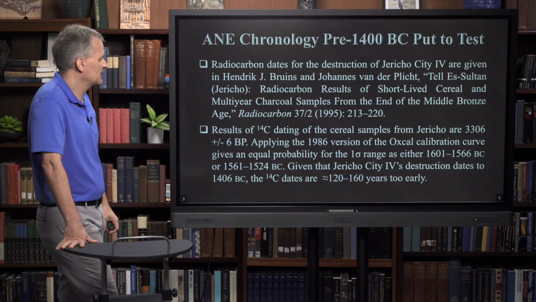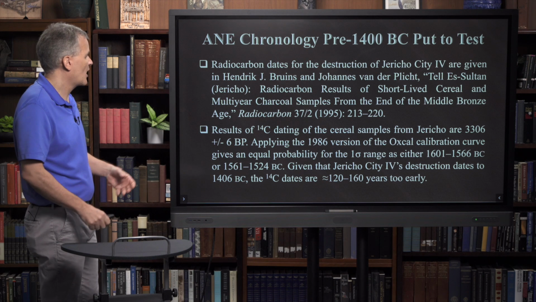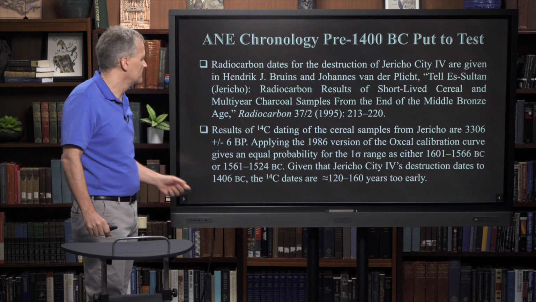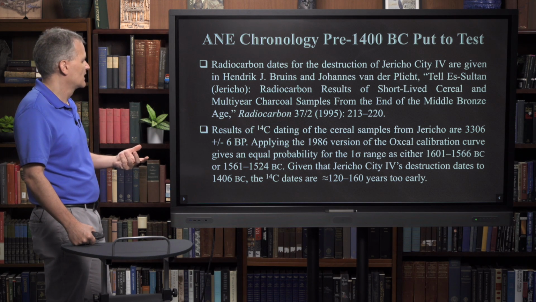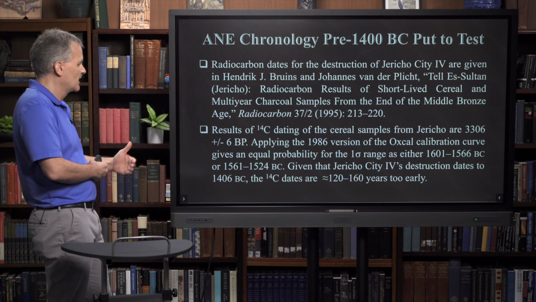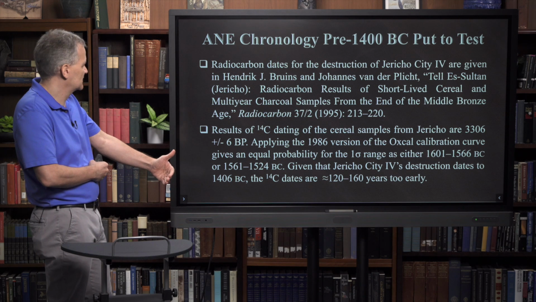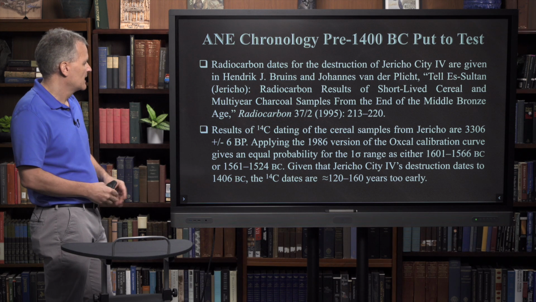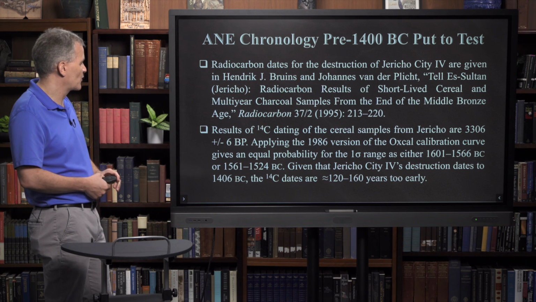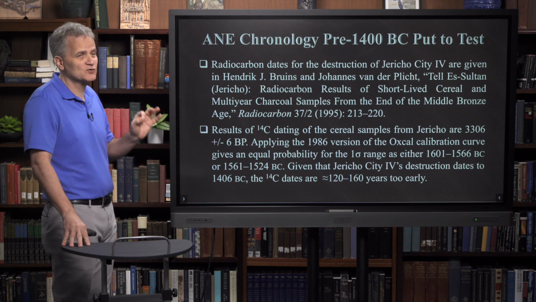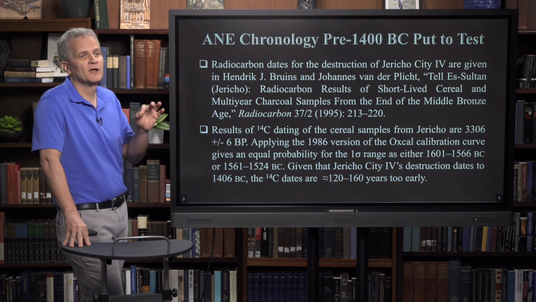Results of carbon-14 dating of serial samples from Jericho are 3,306 plus or minus BP. Now, applying the 1986 Oxford calibration curve gives an equal probability for the 1 sigma range as either 1601 BC to 1566 BC or 1561 BC to 1524 BC. Given that Jericho City 4's destruction dates to 1406 BC, the radiocarbon dates are 120 to 160 years too early.